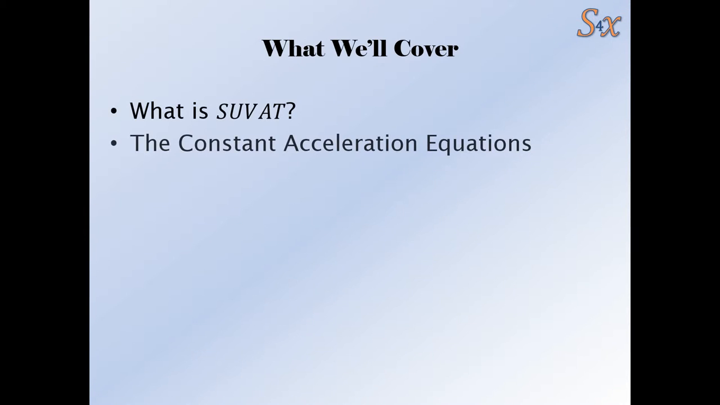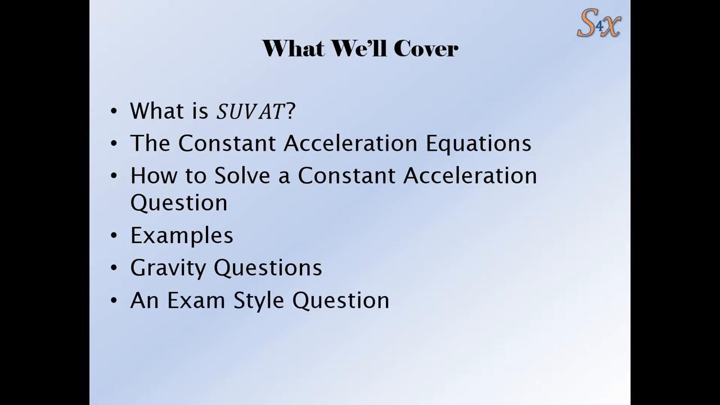So this is what we're going to cover. We'll go over something called SUVAT. You may have heard this before if you've covered it in lessons, but we'll go over what it is. It's an acronym for 5 things we tend to look at in constant acceleration problems. We'll have a look at the constant acceleration equations. These are all actually given to you in the formula book, but it's just going over how we actually use them. We'll have a look at a systematic way of solving constant acceleration questions.